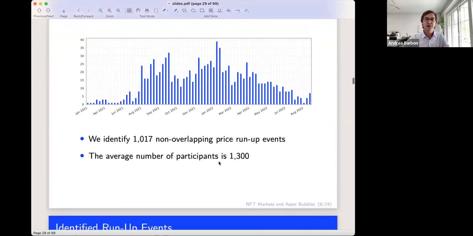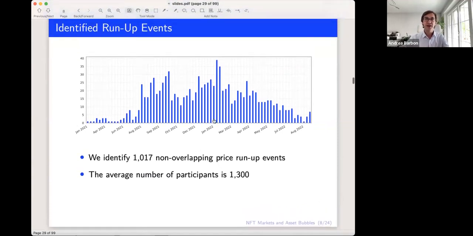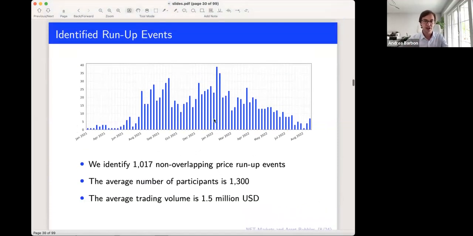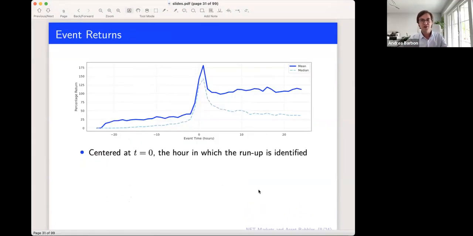The average number of people participating, so buying and selling NFTs within these events, is 1,300. And the average trading volume per event is 1.5 million USD. When we talk about events, we are actually considering a window of 2 days. So we have the 24 hours in which the price run-up occurred, and then we look at the following 24 hours. That's a plot in event time, so t equals 0 here is the day, the hour in which the price run-up is identified in the data.